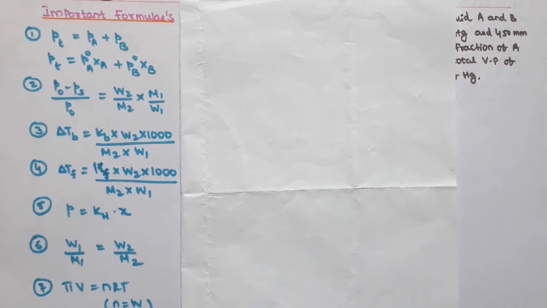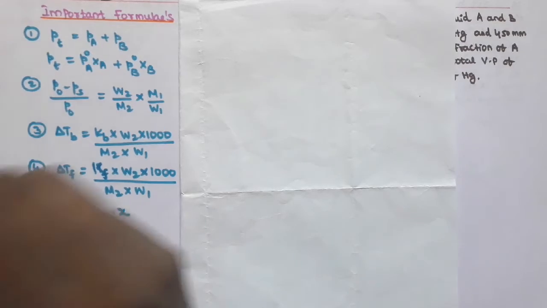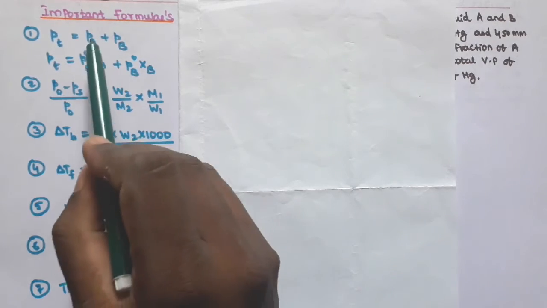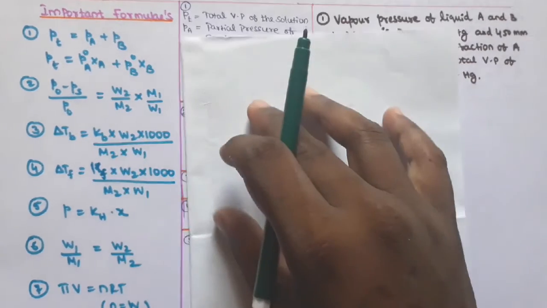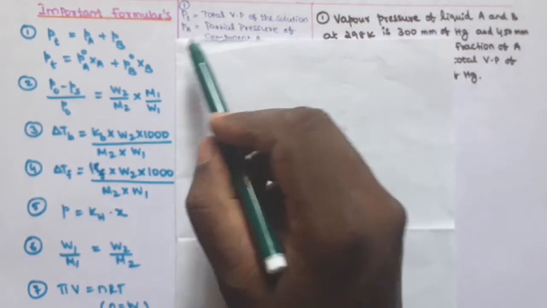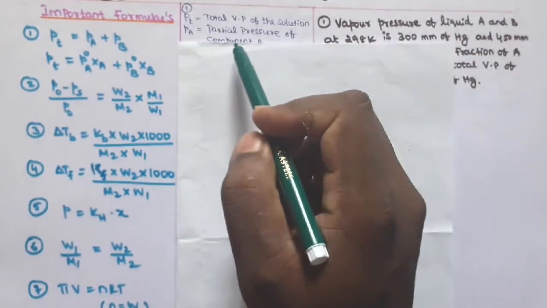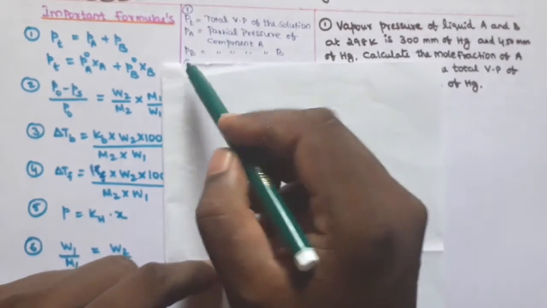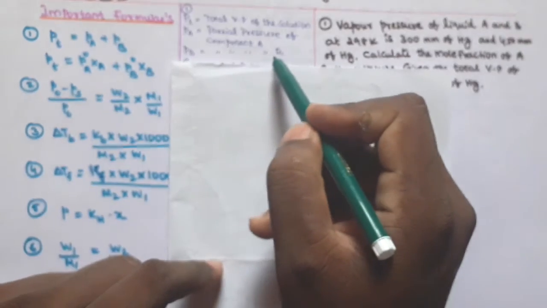Number 1, Pt = Pa + Pb. Pt is the total vapor pressure of the solution. Pa is the partial pressure of component A. Pb is the partial pressure of component B.